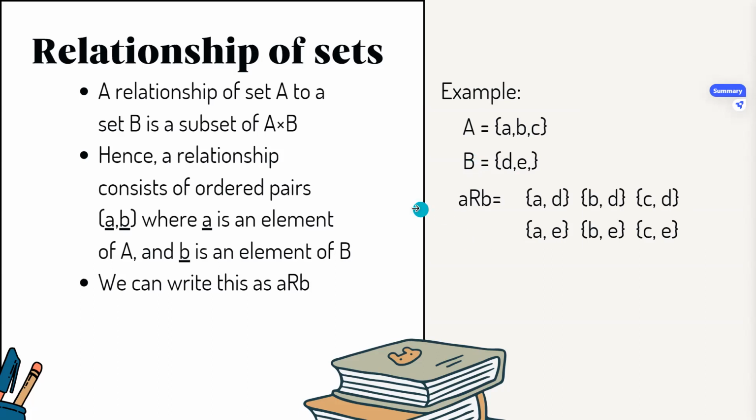For us to determine the relationship between both sets, we must first multiply the first element of the first set to the elements of the second set, which is why we have a and d, a and e, b and d, and so on and so forth, until we have no more from the first set that we can multiply to the second set, which gives us our subset of A cross B, which is all of the crossing or relationship that we have identified earlier.